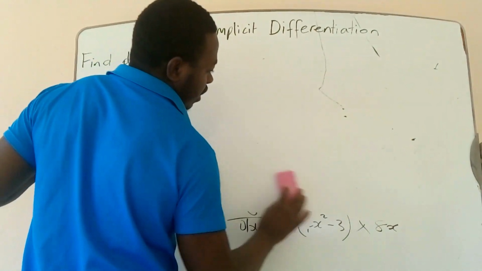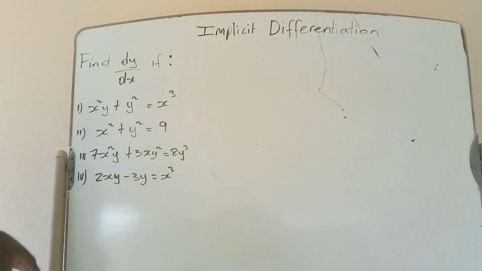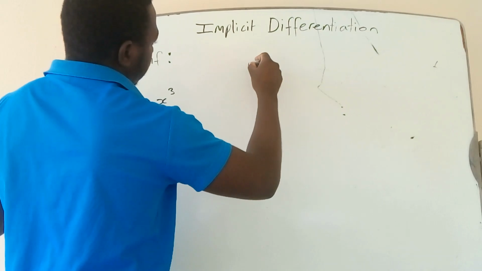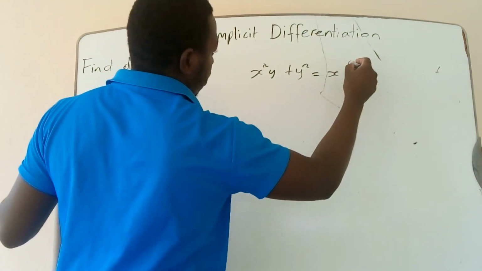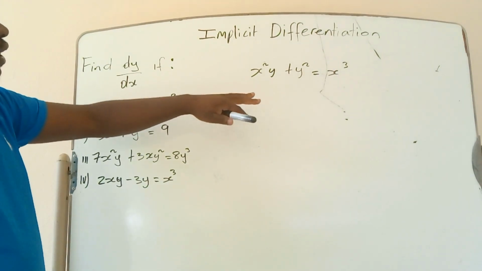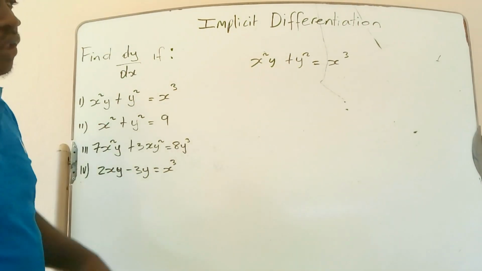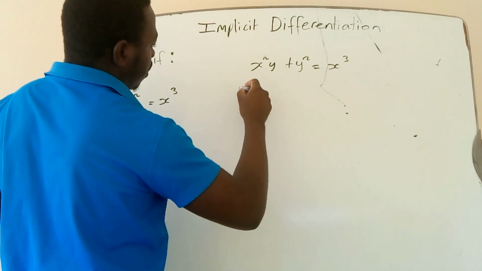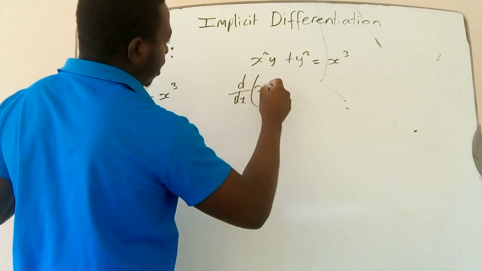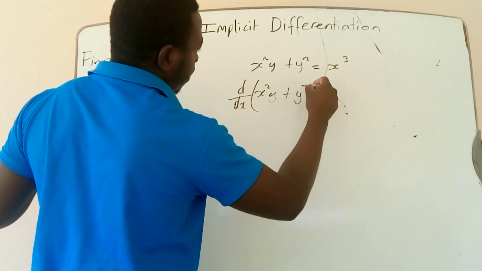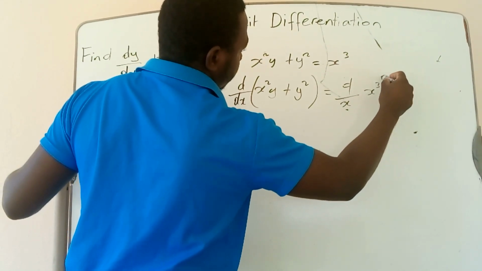Alright? Now, let's move into this example that we have on the board here. Find dy by dx if x squared y plus y squared is equal to x cubed. So we have x squared y plus y squared is equal to x cubed, right? And you are asked to differentiate this implicitly. What you are going to do is to differentiate both sides of the equation with respect to x. So it's going to be the differential of all of this side, which is (x squared y plus y squared) in bracket, equal to the differential of x cubed. Right?